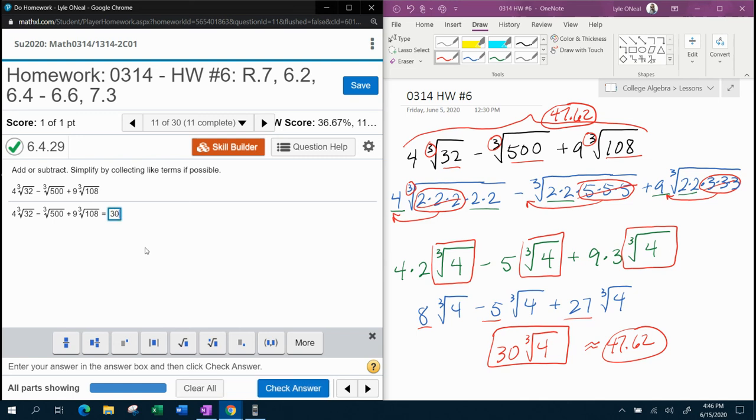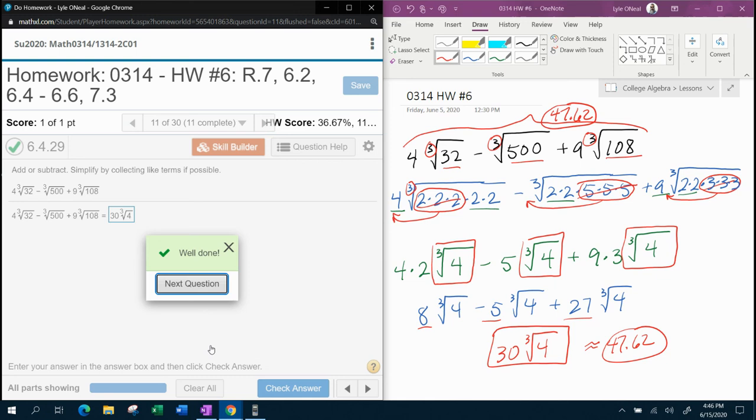And now to see if MyLab Math likes it. So 30 cube root of 4. Bam. All right, so I hope all that was helpful.